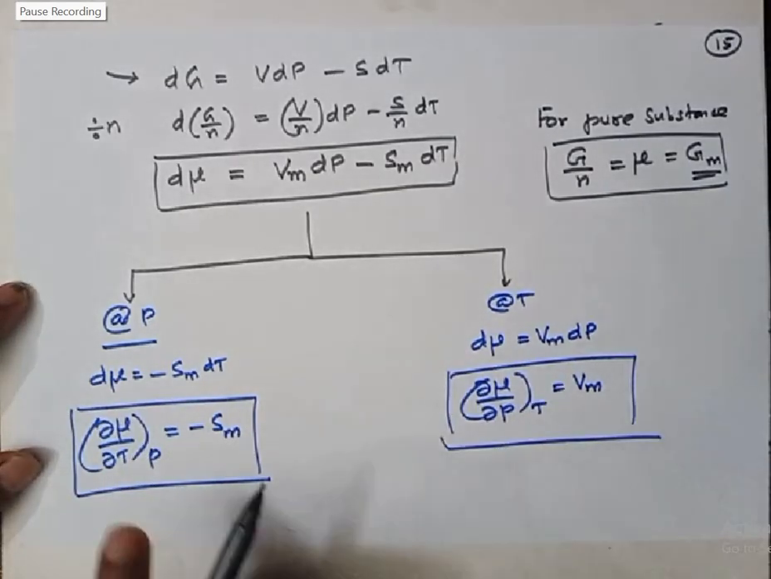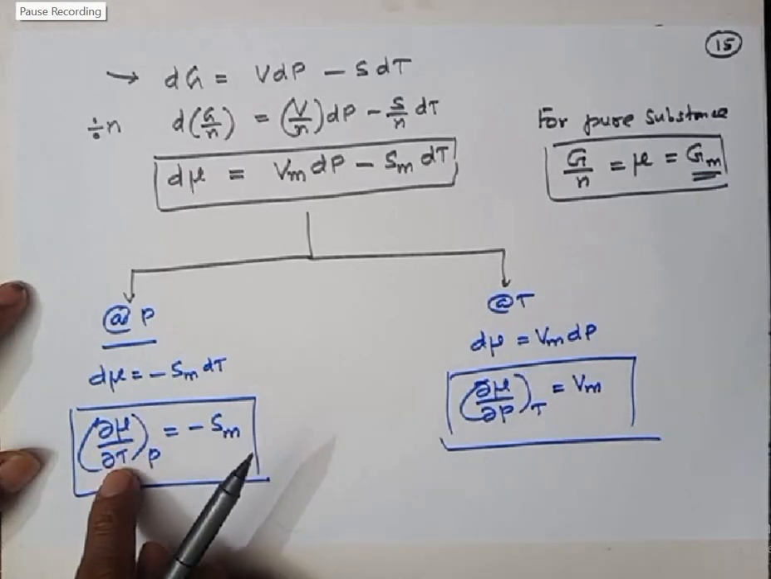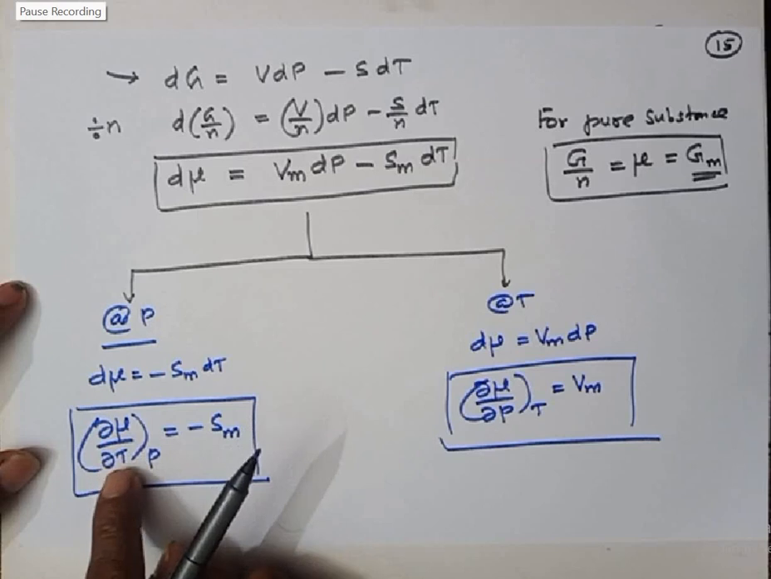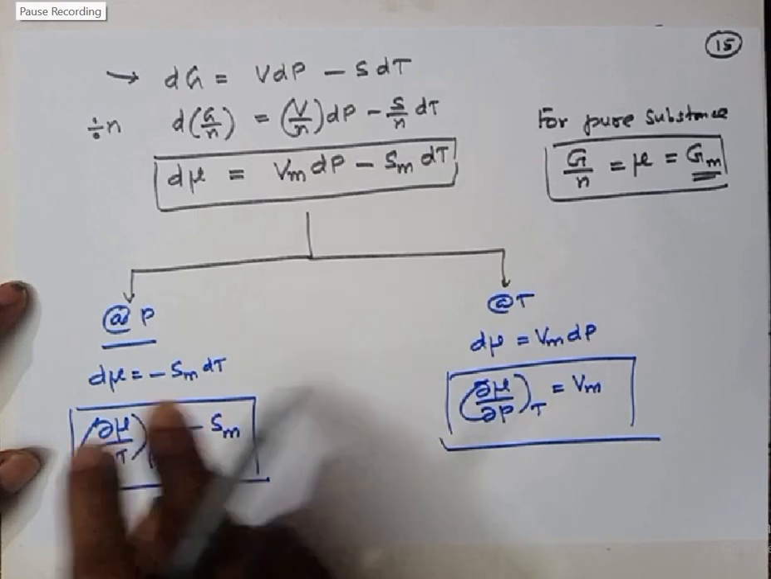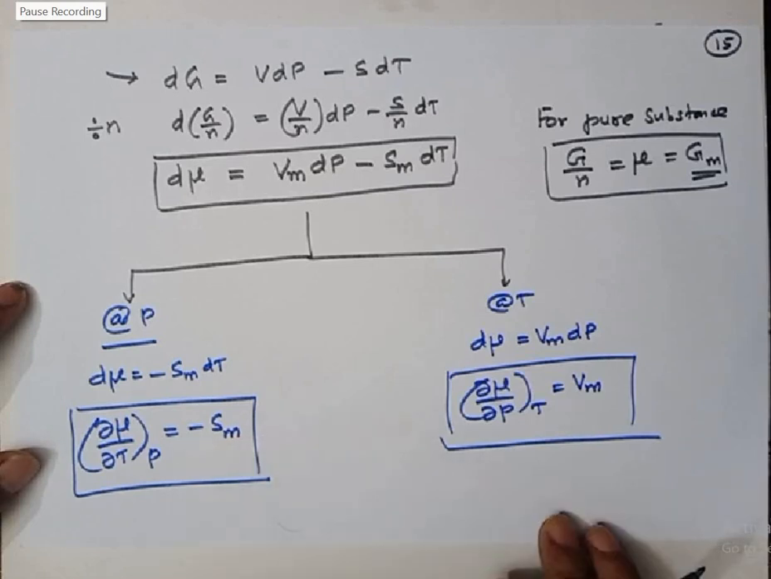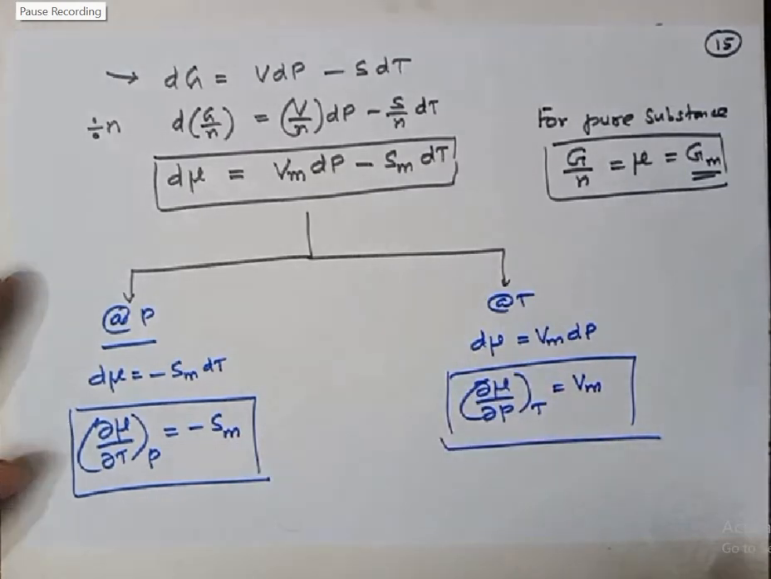Sometimes in the examination, they will give this left hand side. For a pure substance, change in chemical potential with respect to temperature at constant pressure equals, they will give four options. So minus Sm is the answer. Take it down.